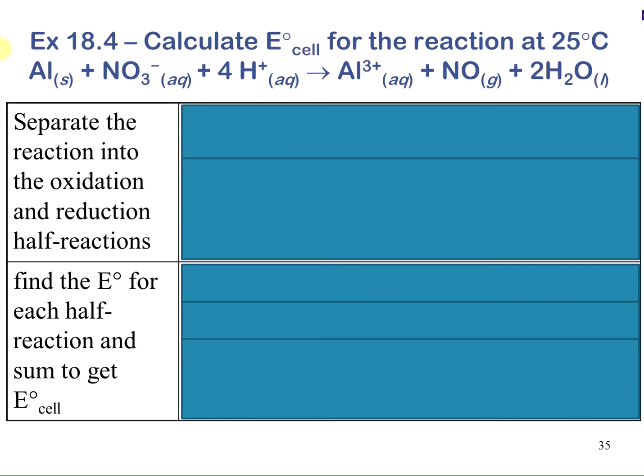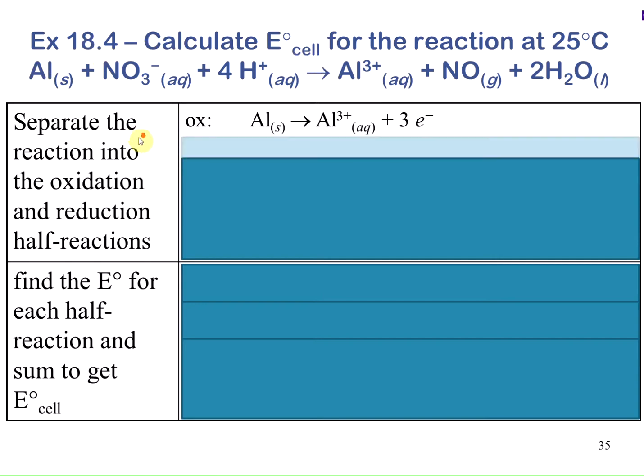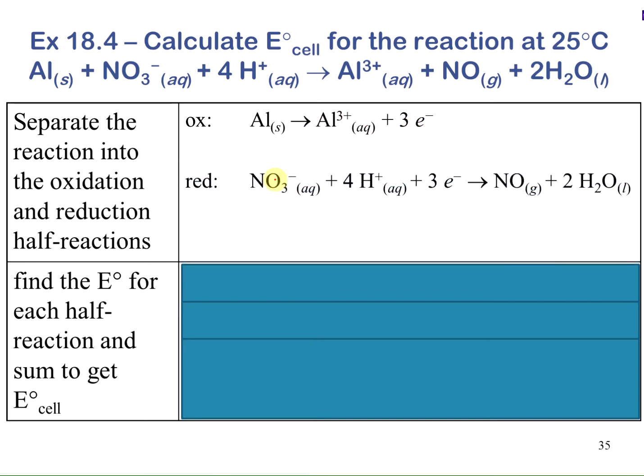When I look at this, I see that aluminum's changing oxidation states. It goes from 0 to 3+, so that's our oxidation half reaction. As aluminum goes to aluminum 3+, it's going to release 3 electrons. So the reduction half reaction is the nitrate and the 4 protons going to NO and 2 waters, taking up those 3 electrons.